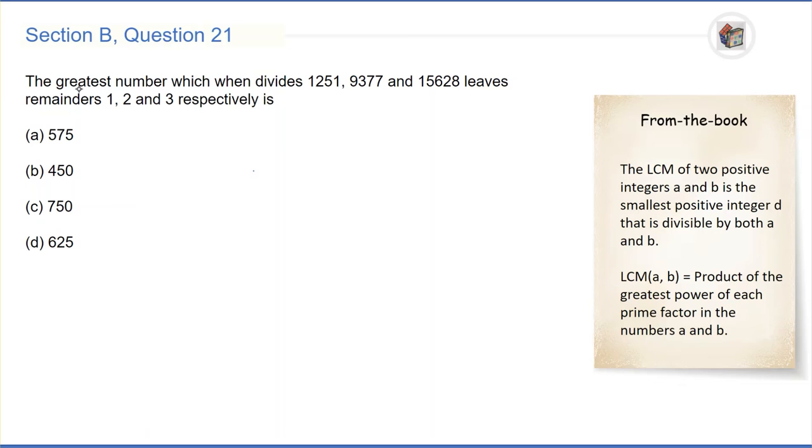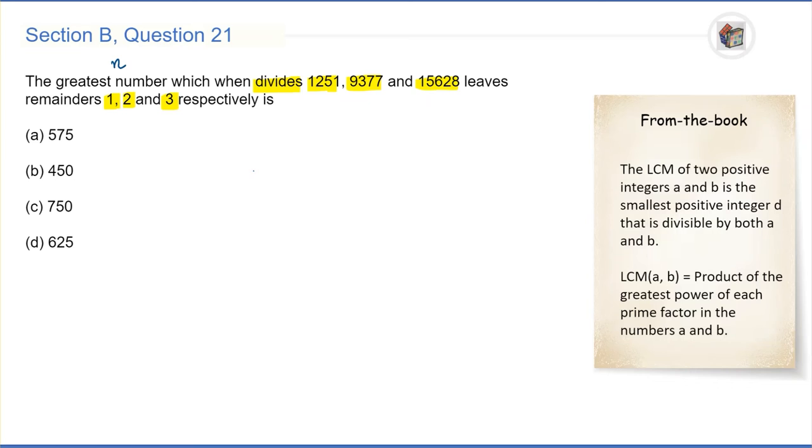The greatest number which when divides 1251, 9377, 15628 leaves these three remainders respectively. So a number which divides these numbers means that this number that we're talking about is the divisor. These three here are the dividends, and in each case the remainders you are getting are different. So how we express this mathematically, let's just work with the first one. Suppose this greatest number is n.